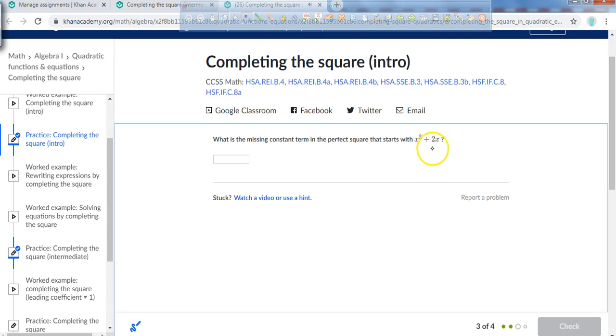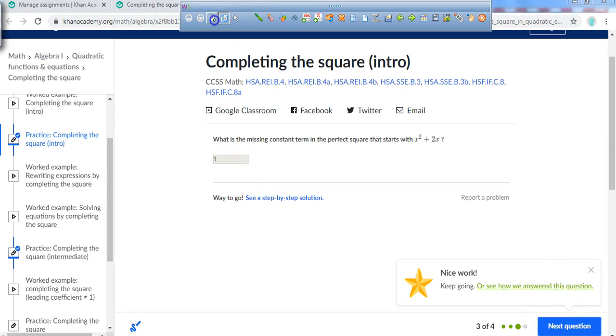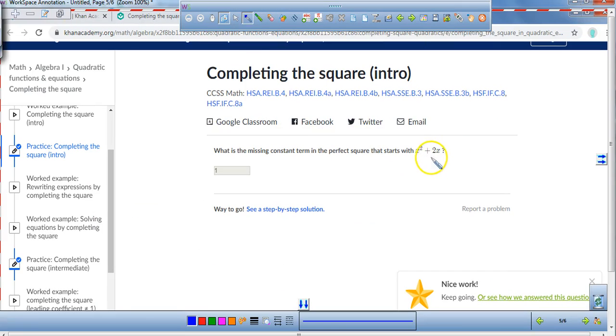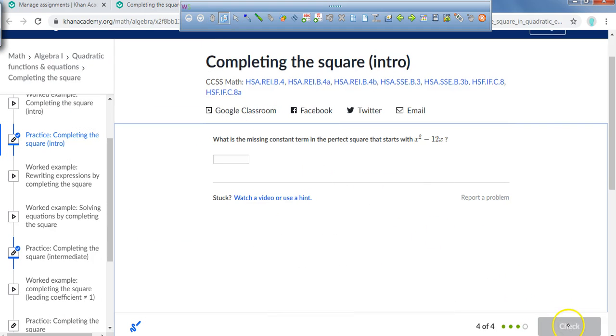Well, that's an easy one. What's half that? Half that is 1. What's 1 times 1? 1. You're like, what did you just do there? All I did was take 2 divided by 2. I got 2 divided by 2, which is 1, and then I squared it. And 1 times 1 is 1. So that's why I put a number 1 there.